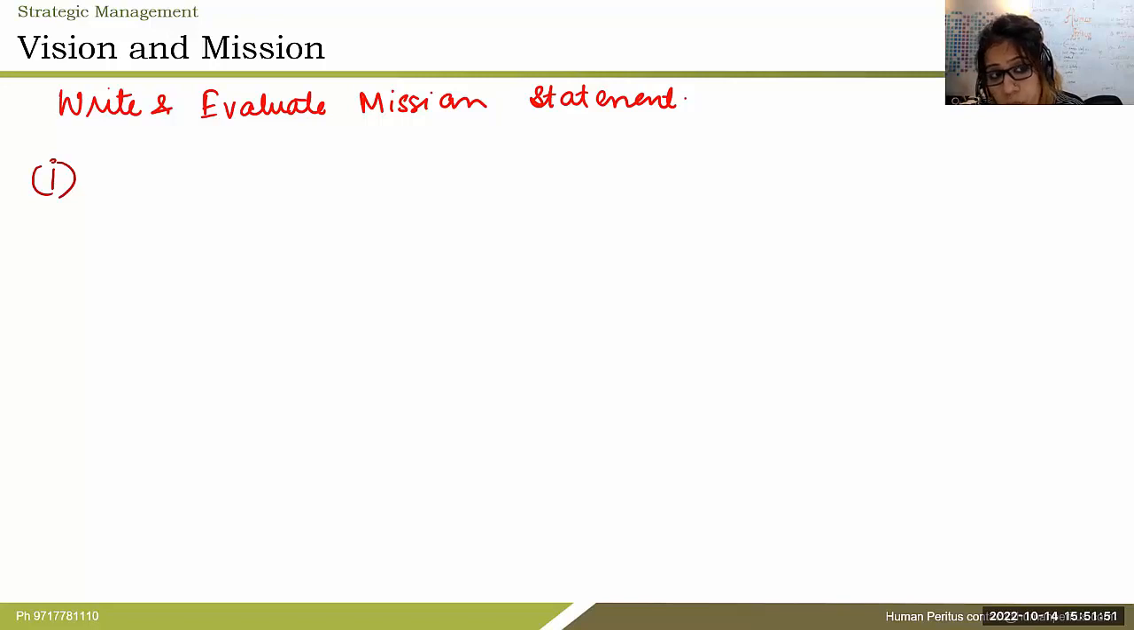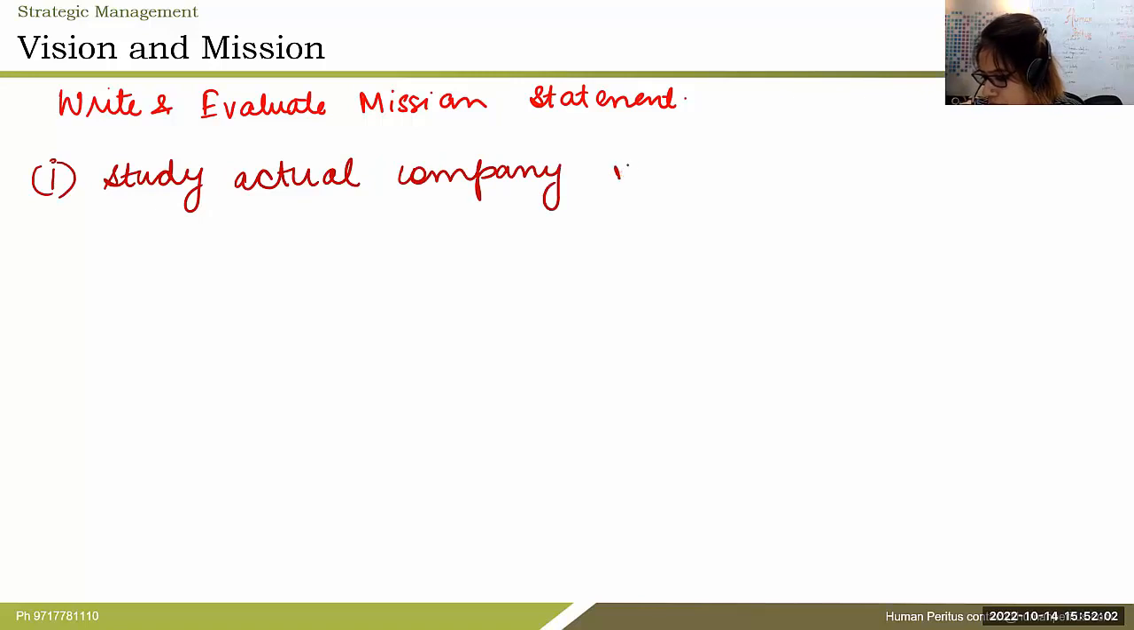So basically we also study actual companies that have already been established. We study actual company missions, and then we see what they have included, what their business is into, who their customers are, what their philosophies are. So before you start writing a mission statement, you need to have a lot of information. You need to read a lot of articles, have background information, and study different companies' actual missions.